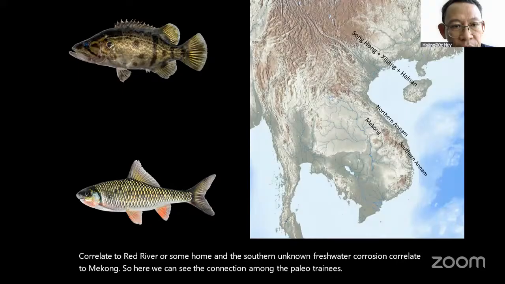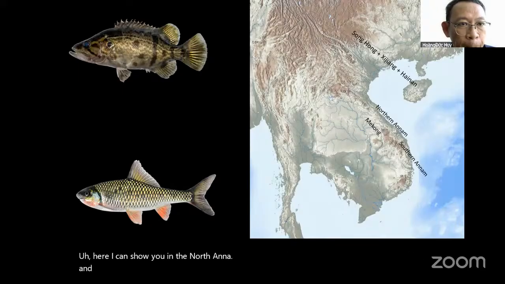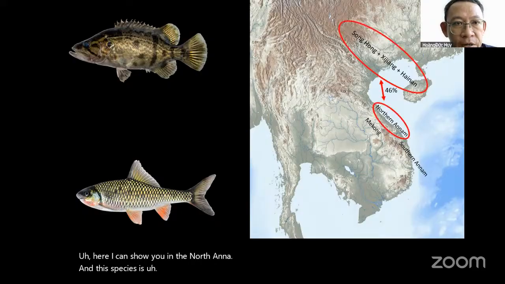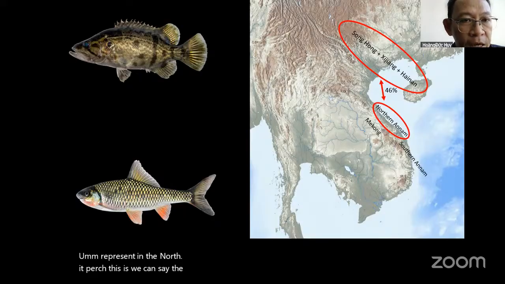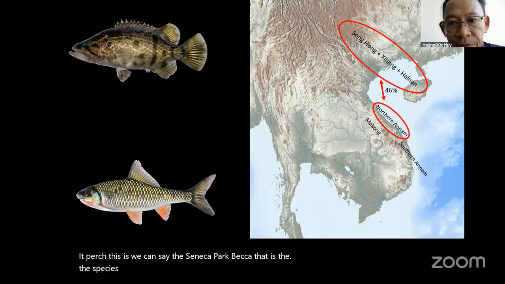Here I can show you in the North Annam. This species is represented in the north. In the perch, this is, we can say, the Seneca pecca. That is the species of perch.